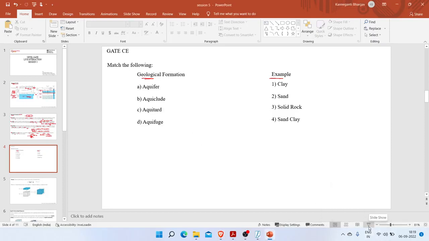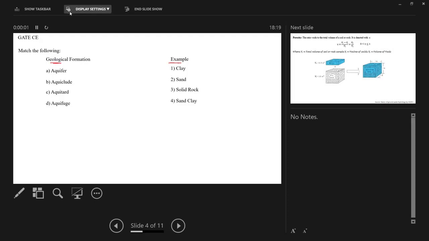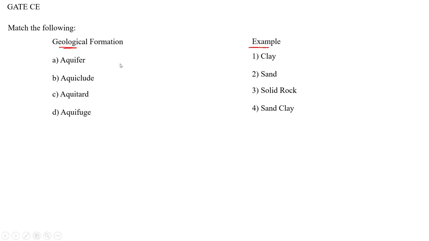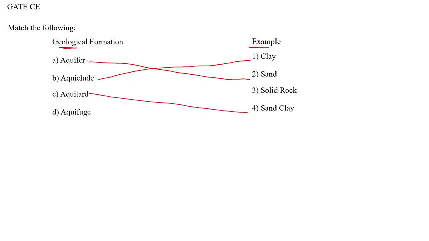Aquifer is solid rock. Aquiclude is, let me draw so that it will be easy. Aquiclude is sand. Okay. So aquiclude is clay. Aquitard is sandy clay. Okay. Aquifuge is solid rock. Very good. Because like I told, fuge has no storage, no percolation.